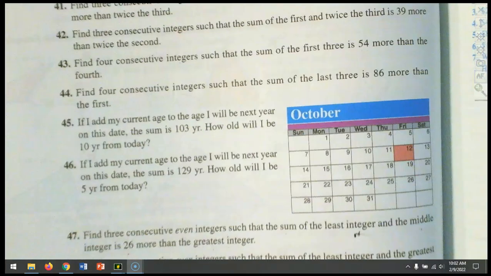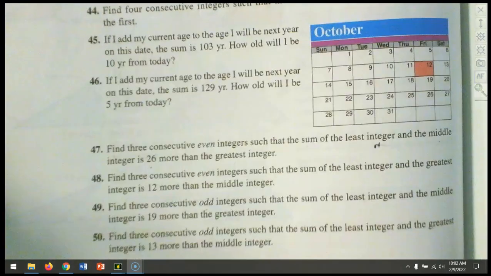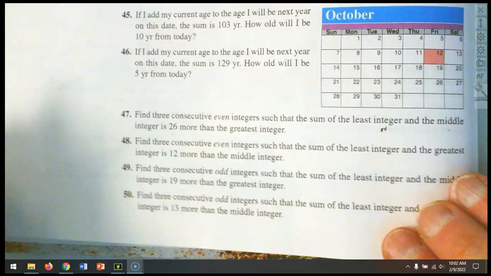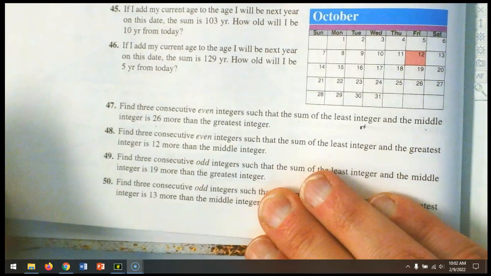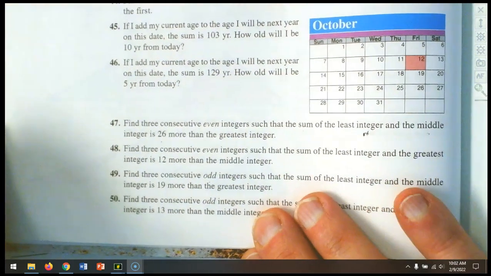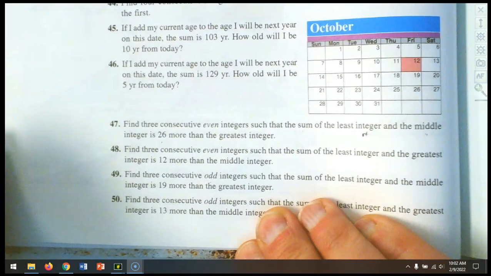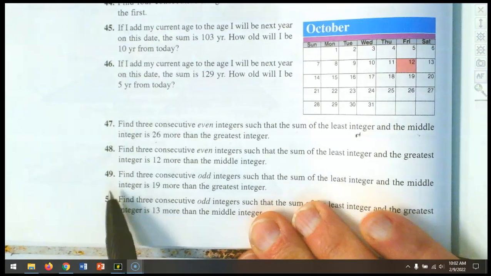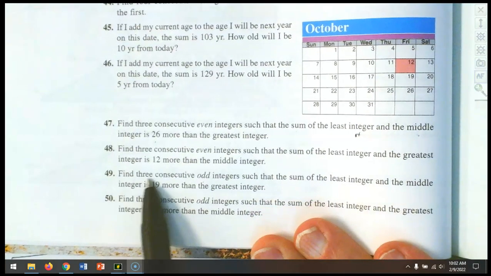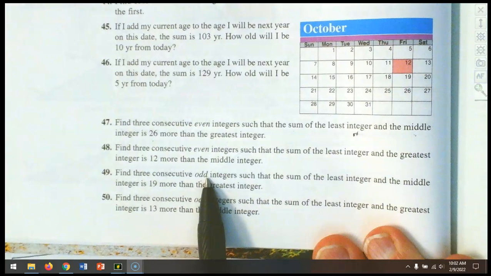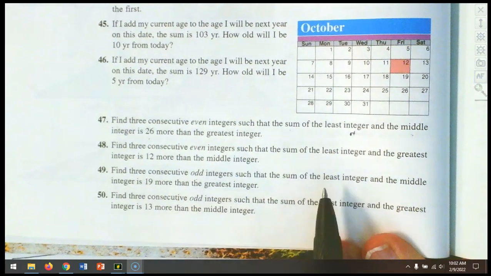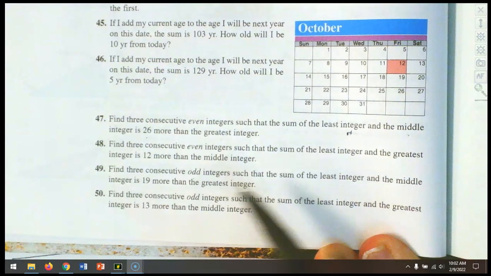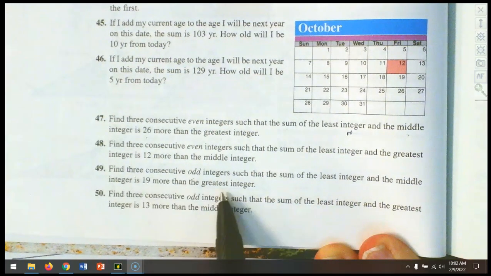Okay, question 49. This one works with, in this case, the odd integers. And we also have to watch the terminology when it talks about the middle, the greatest, and the least integer. So question 49. Find three consecutive odd integers such that the sum of the least integer and the middle integer is 19 more than the greatest integer.